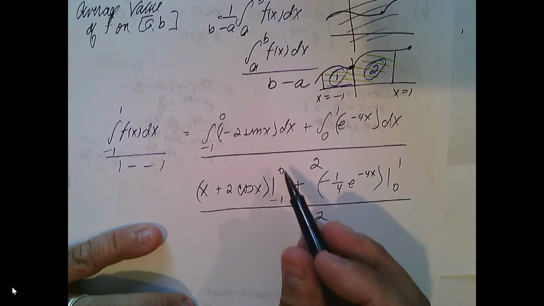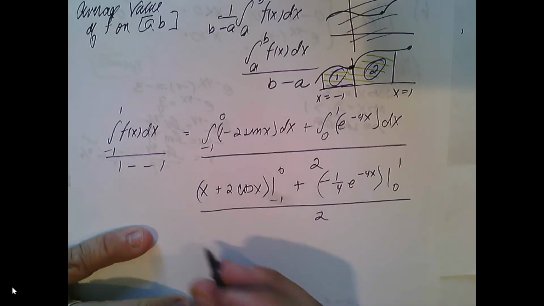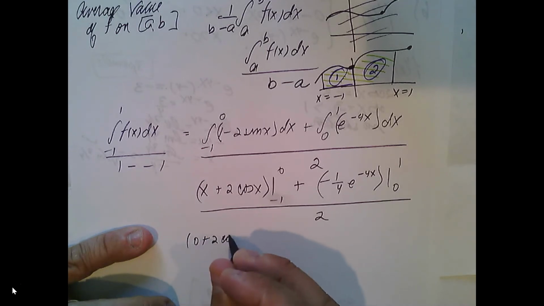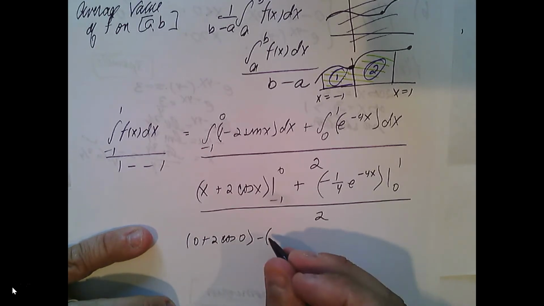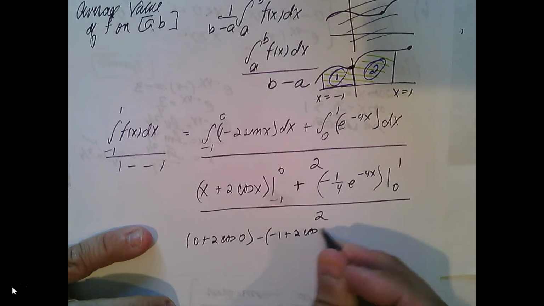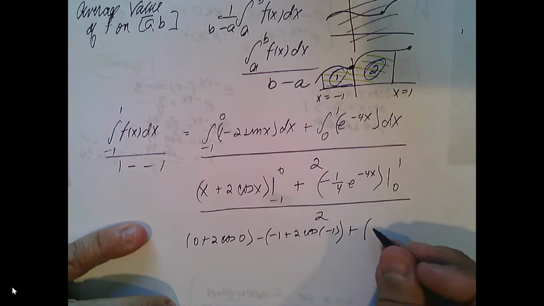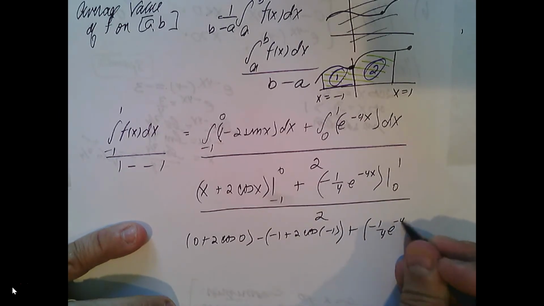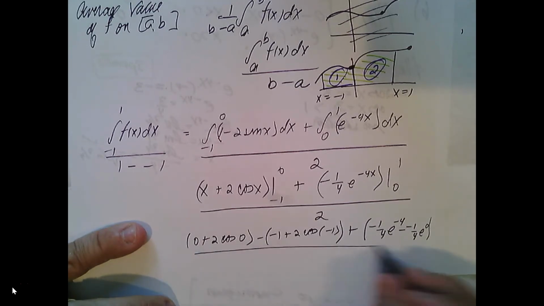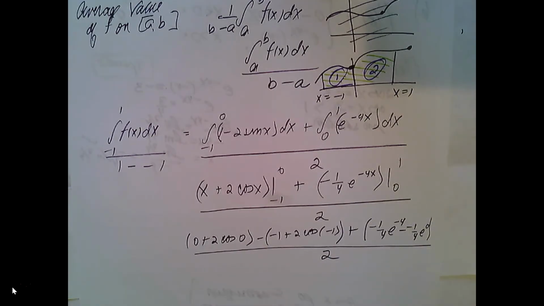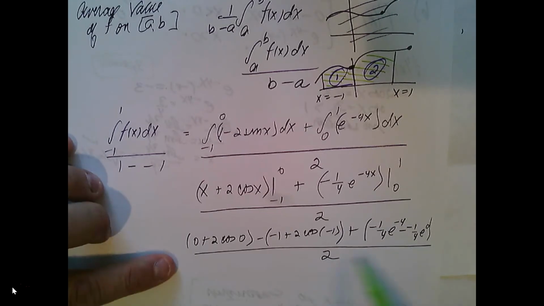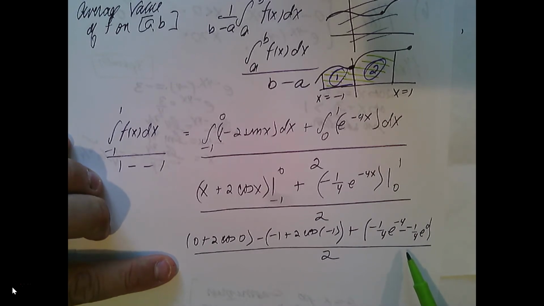To evaluate an integral, remember big parentheses minus little parentheses: 0 plus 2 cosine of 0 minus -1 plus 2 cosine of -1, plus big parentheses minus small parentheses, -1/4 e to the negative 4 minus -1/4 e to the 0, the whole thing divided by 2. That's it. I'm sure you can simplify if you want to, but what a waste of your time.